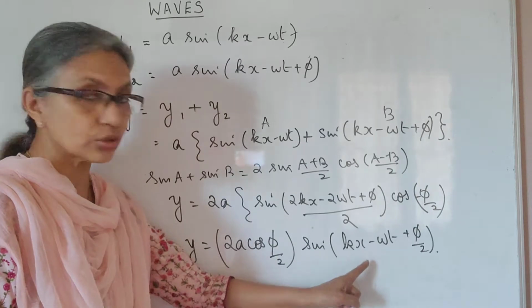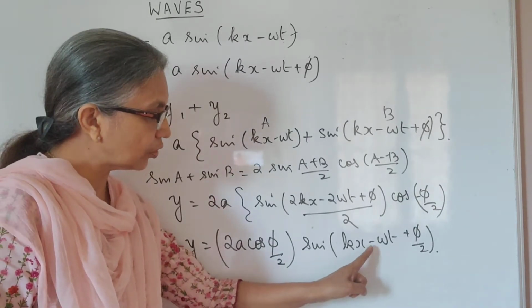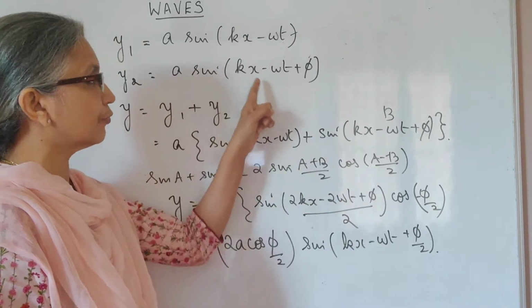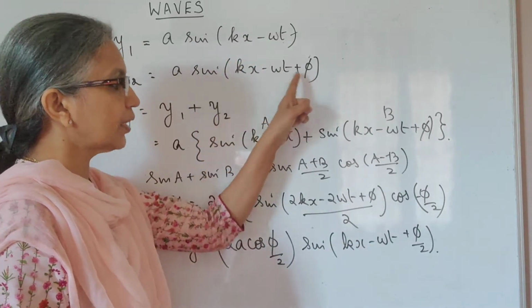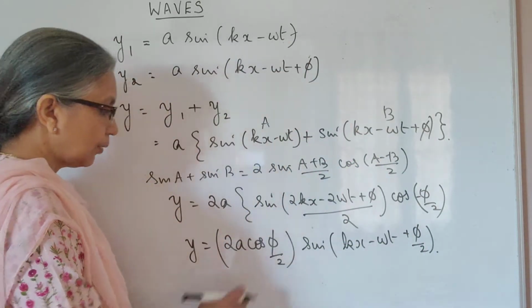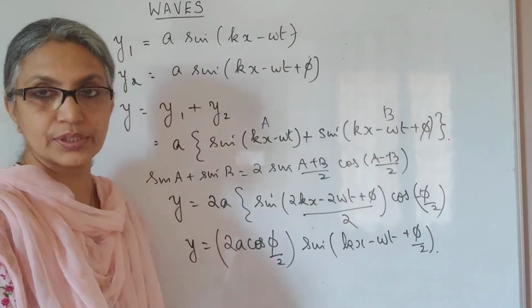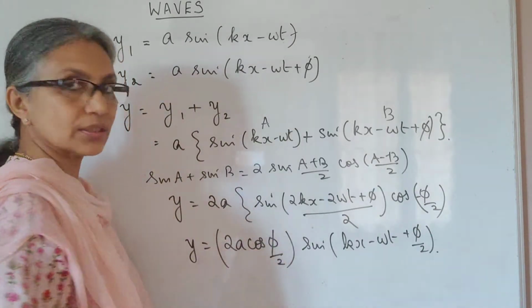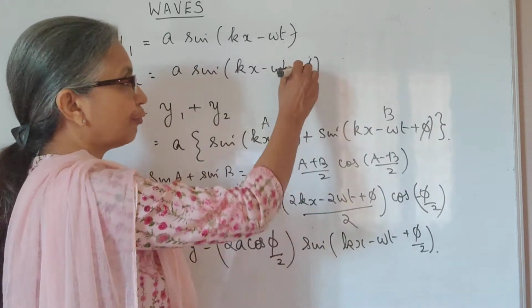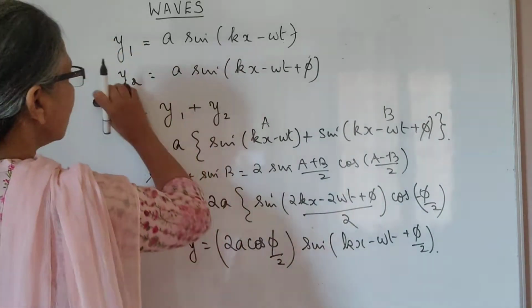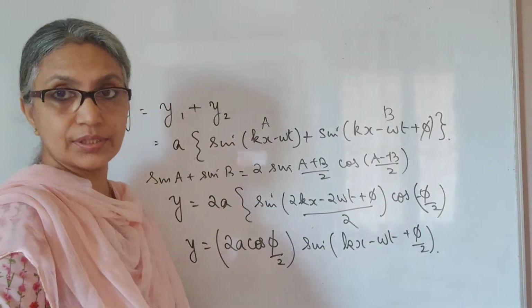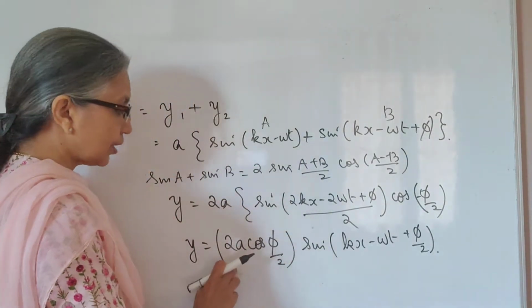This resultant wave is also a traveling wave which is traveling along the positive x-axis, having the same wave number and velocity and frequency as the individual waves, but having a phase difference of phi by 2 with respect to the first one. The important thing here is the amplitude of this wave, which is 2a cos phi by 2, which tells us that the amplitude actually depends on this phi, the phase difference. So that means you can have constructive interference where the amplitude is maximum.